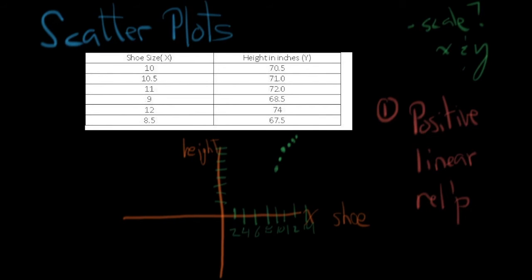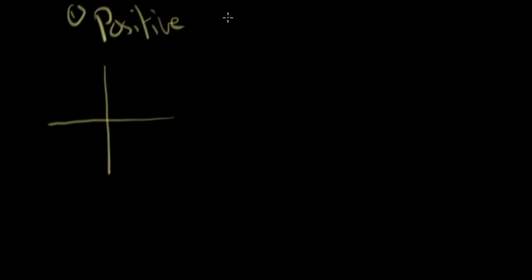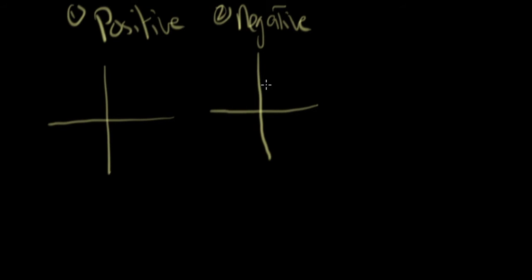What other trends might you have? The first one is that positive linear, a positive relationship. You can have, we'll kind of draw them here, a negative relationship, which just basically means as one thing goes up, another thing goes down. So your data would look something like that. Positive kind of looked something like that.